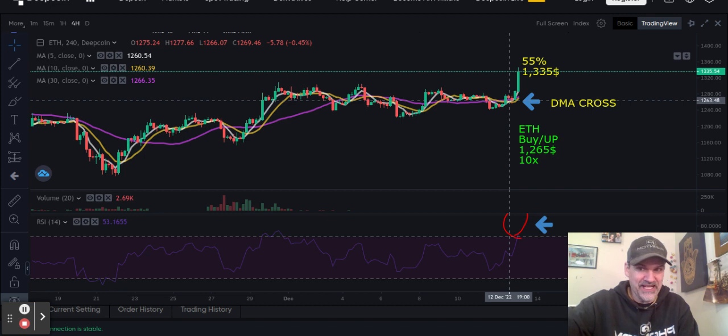And then it broke the 30-day at 1266. You can see that in the upper left-hand corner. Okay, what happened when all three broke? That's a trifecta cross. We then got a pump from 1266 all the way to 1335.